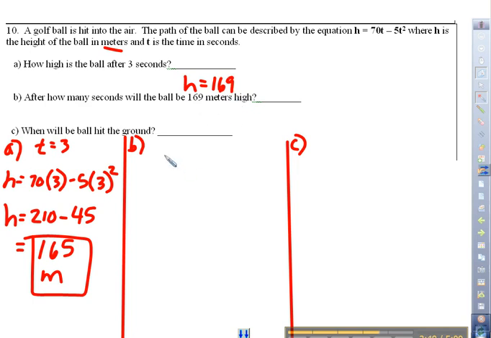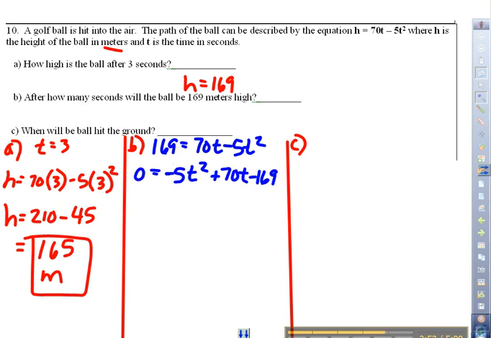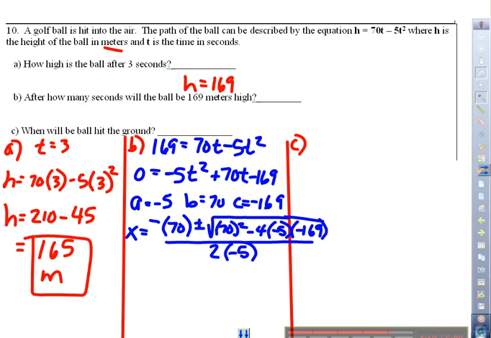Plug 169 in for your h, and then put it in standard form. That's right. Put it in standard form. Standard form, how'd I do? Looks good? Find your A, B, and C. Now substitute it into the quadratic equation, and slowly but surely start working this out. Work your discriminant first, then take the square root, then finish it up.